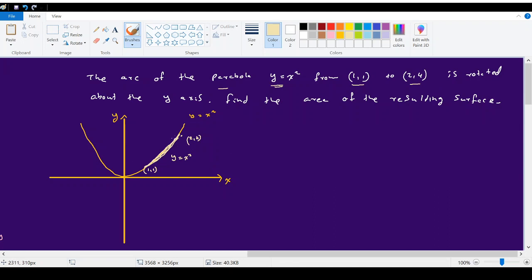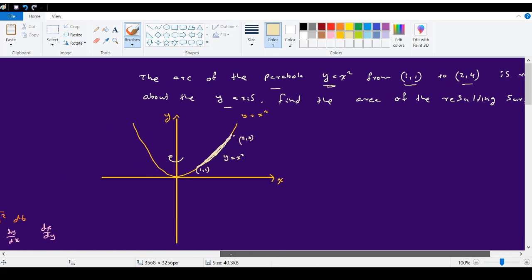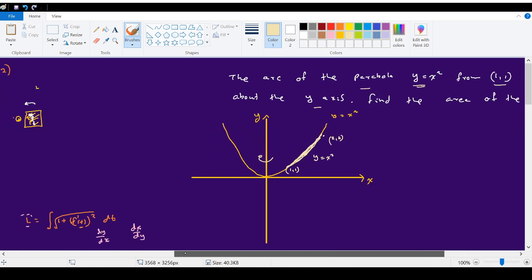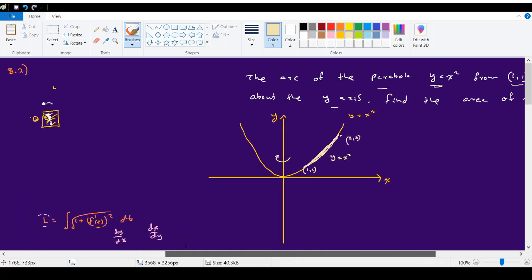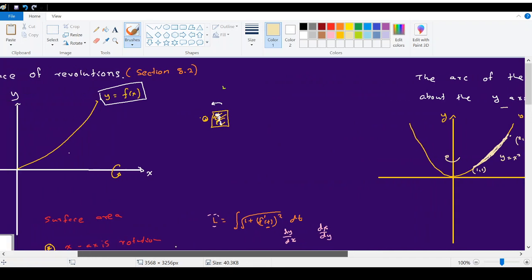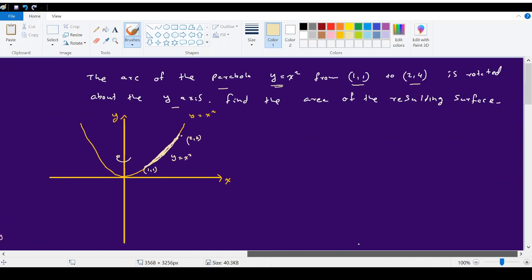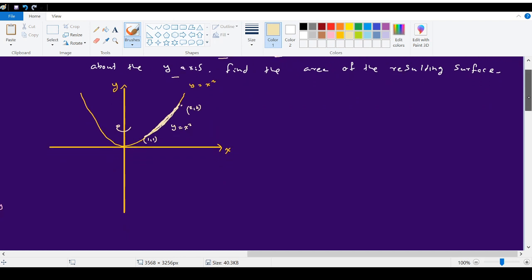And this arc, this portion, is rotated about the y-axis. So this is a y-axis rotation, right? Remember in that animation that I showed you in the previous video, it was an x-axis rotation. But now we know if we rotate it across the y-axis also, it will form a three-dimensional object, and we have to find the surface area of the resulting 3D object.